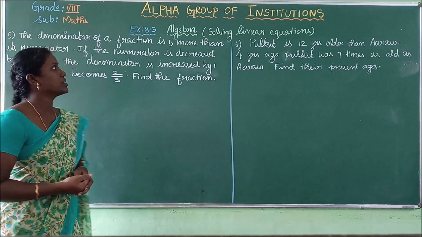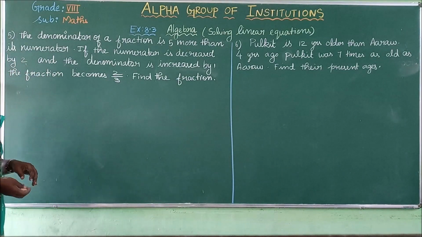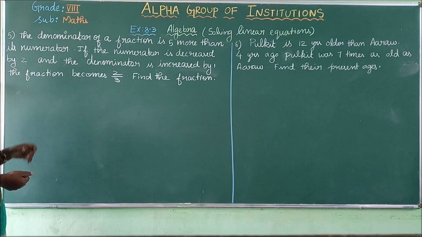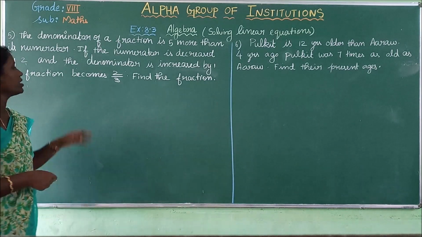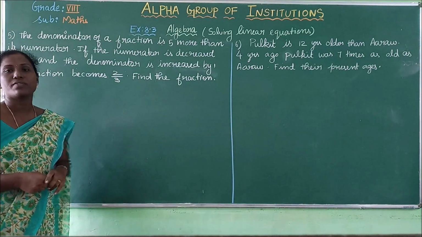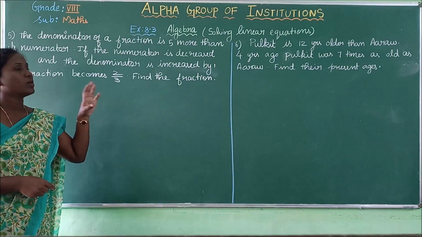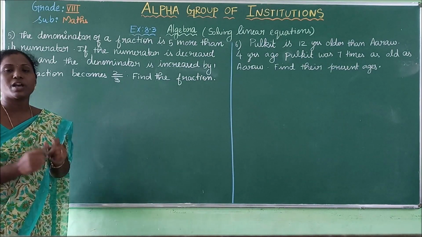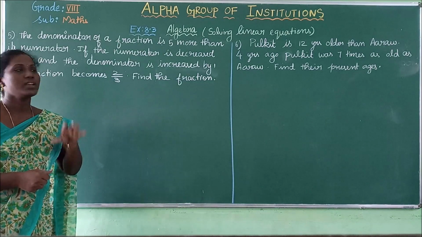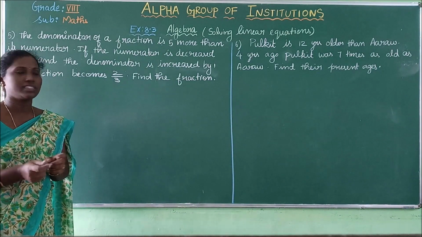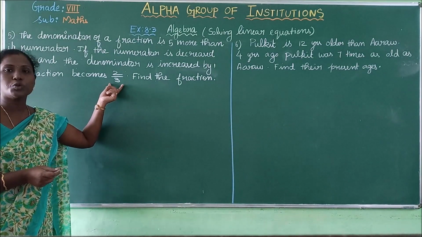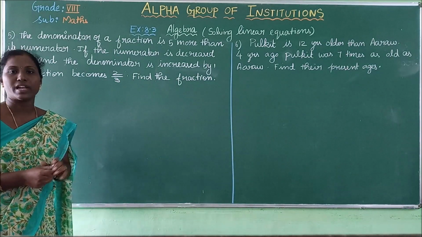See the next problem, children. The denominator of a fraction is 5 more than its numerator. If the numerator is decreased by 2 and the denominator is increased by 1, the fraction becomes 2 by 3. Find the fraction. Here, what is described? A fraction. We have to identify a fraction here. Whatever changes are made to the numerator and denominator, the fraction changes to 2 by 3. Then we have to identify the fraction.